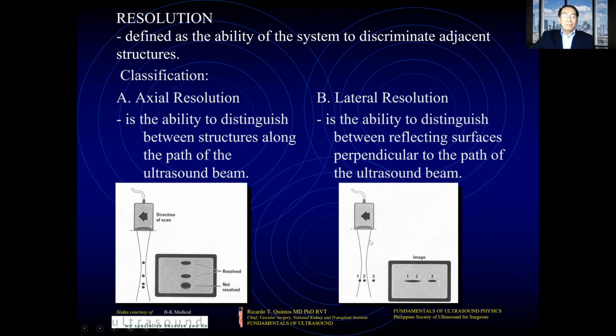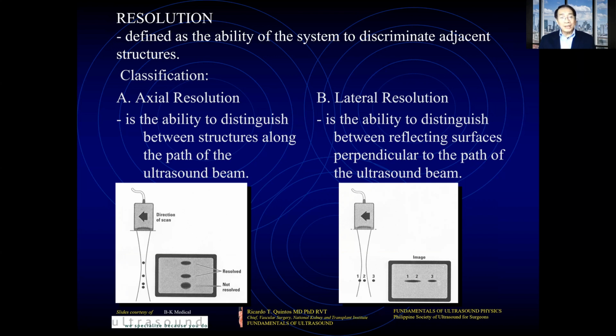Looking at the beam and the beam anatomy, we know that it is a longitudinal beam, but the beam has a focal point. And there are two regions in the beam: the region before the focal point and the region after the focal point. This is very important to know, because wherever the organ of interest is in the beam anatomy, it may result in very poor resolution.